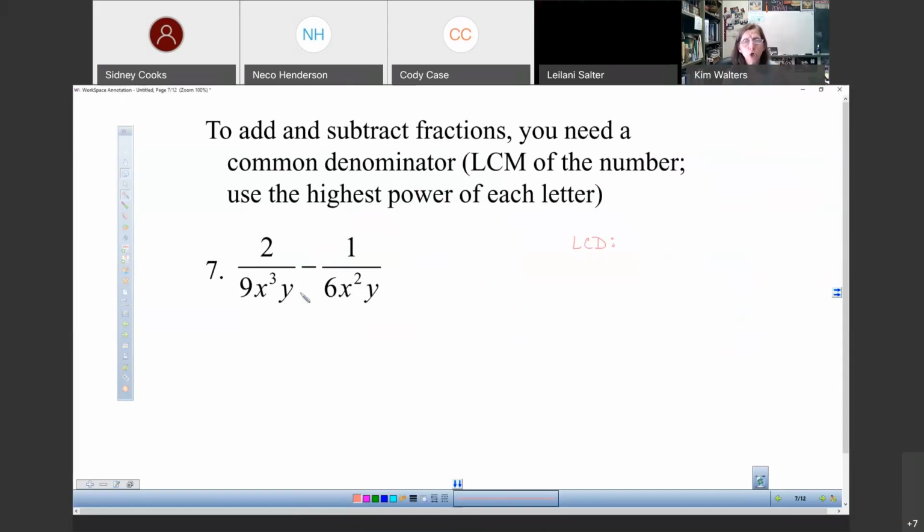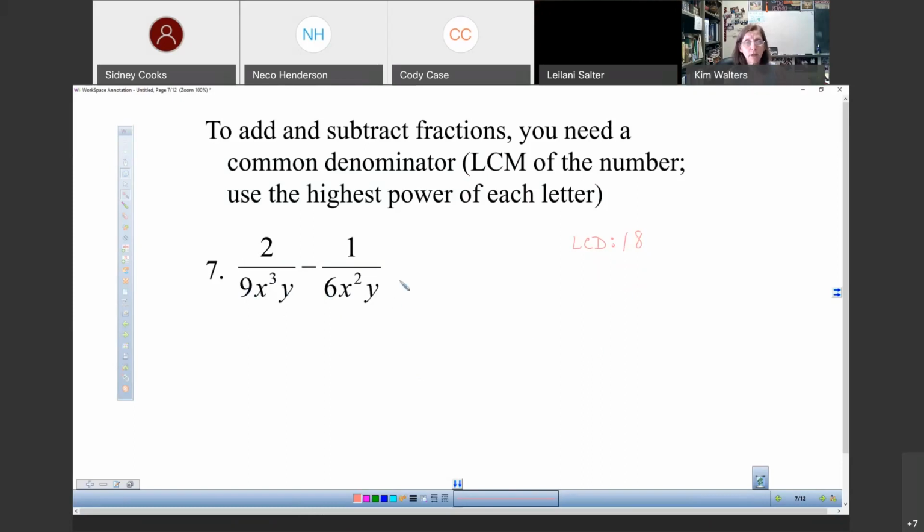We're going to start with the largest number. The largest number is 9. Will 6 divide into 9? The answer is no, it will not. We did this when we had numbers before. So now I go to a multiple of 9. The next multiple of 9 is going to be 18. Will 6 divide into 18? Yes, it will. So 18 is the number part of my least common multiple.